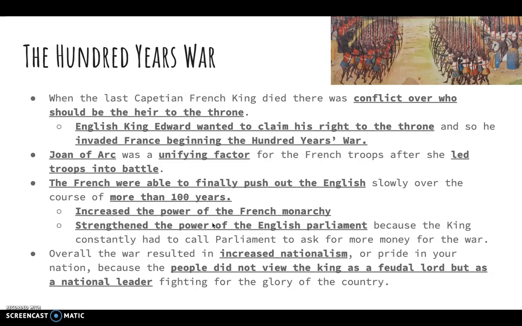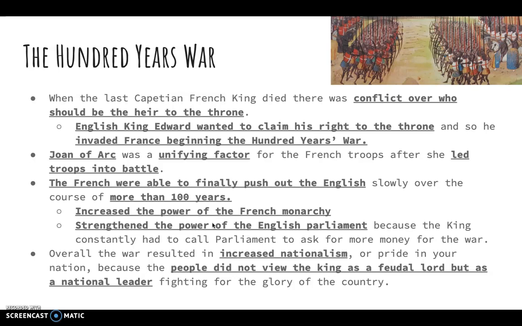So after about 100 years, the French are finally able to push out the English. They keep the French throne. This really increases the power of the French monarchy for a couple of reasons. Number one, they have now fought for their right to have a French monarch, and so the French monarch is going to be seen as a person of the people because the people have been fighting for them. Number two, the monarch also has these powers of taxation that would have been increased during this 100 Years' War.